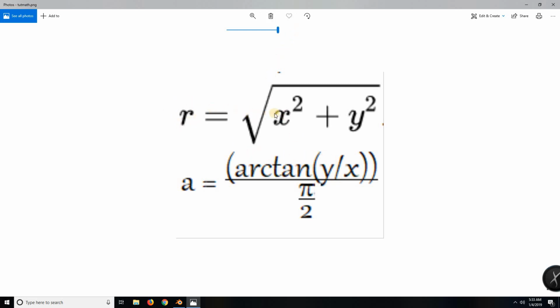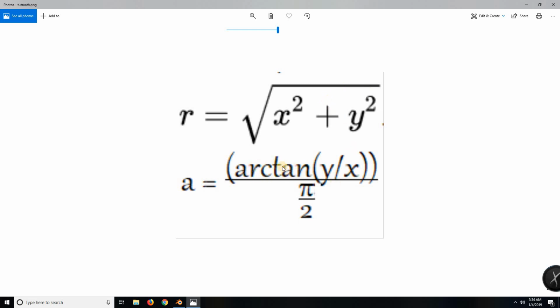Our magnitude is going to be, well, actually this is backwards. I'm going to do a y squared plus x squared. Oh wait, no, this one's fine. Yeah, we're going to do x squared plus y squared. And then we're going to just add our x squared and our y squared together and then find out what their square root is. That one's super simple.